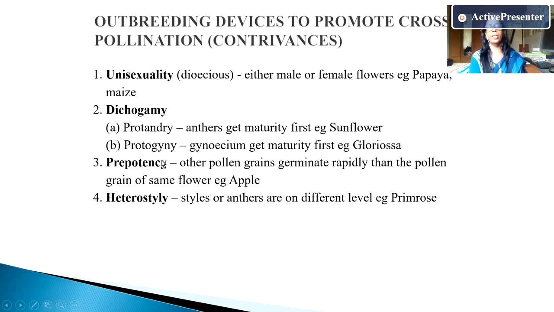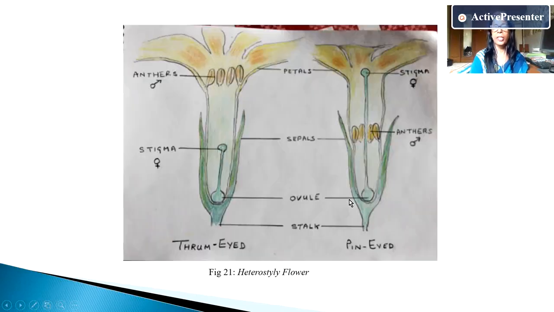Then prepotency: foreign pollen grains germinate more rapidly than the pollen grains of the same flower. Example, apple. Then heterostyly: styles and anthers are at different levels, example primrose. Here the gynoecium is at the lower level, and it gets pollinated by the anthers of another flower which are at the lower level. And where the gynoecium is at the higher level, it gets pollinated by the anthers which are at the higher level of another plant. This type of arrangement is known as heterostyly.